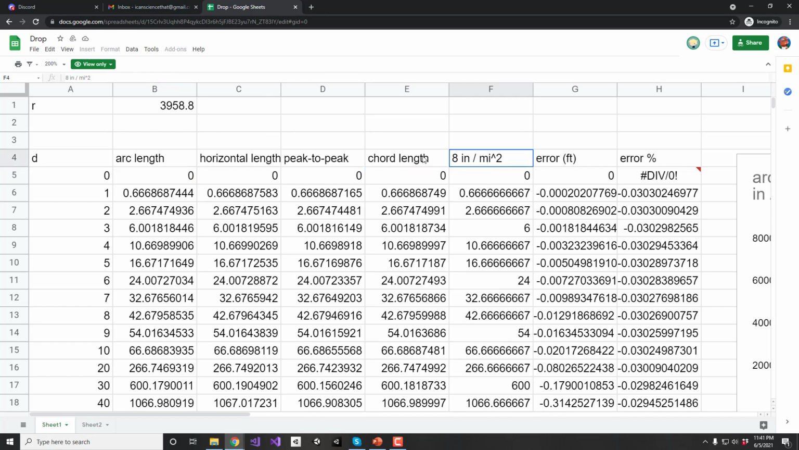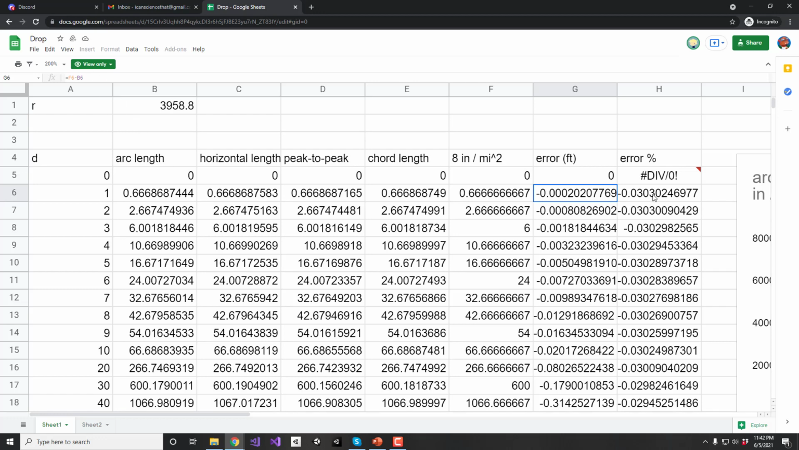And here I have the 8 inches per mile squared estimate. Notice that the division by 12, so this is in feet. All of these are in feet. In this column, column G, I am showing the error, the amount of difference between F6 and B6. So I'm comparing against arc length, my chosen method. If you think you want to use one of these others, you think it's better to use the peak-to-peak version or the horizontal version, then you'd have to change that.